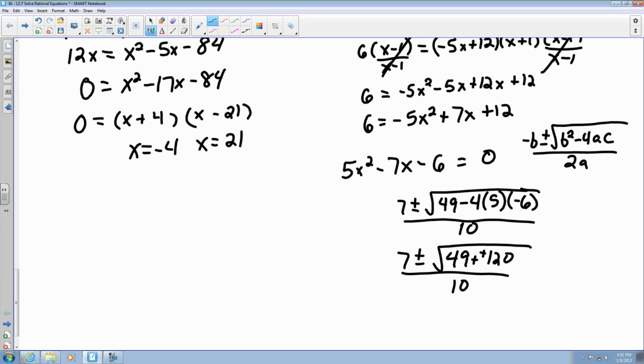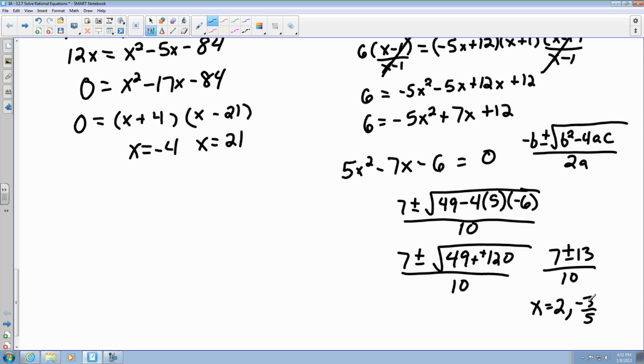And 120 plus 49 equals 169, which ends up giving me the square root of 169 is 13, so it's 7 plus or minus 13 all over 10. So 7 plus 13 divided by 10, so x could equal 2, and 7 minus 13 divided by 10, which would equal negative 0.6, and if that's a fraction, that's negative 3/5.